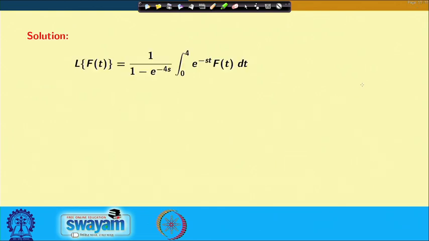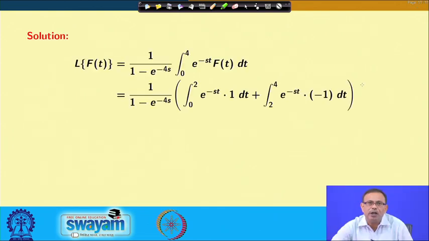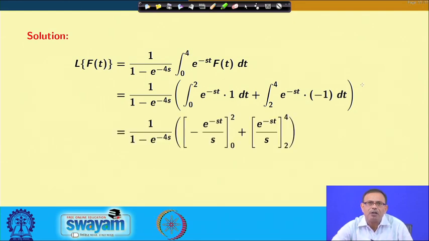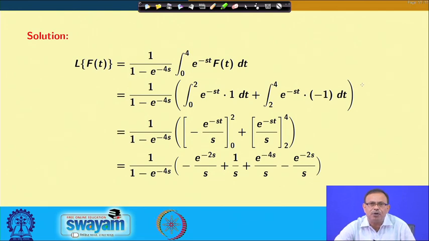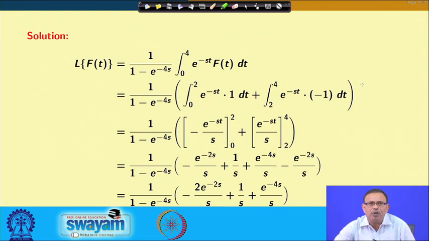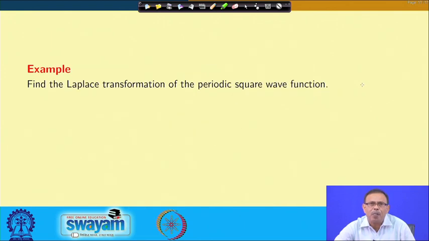Quickly I am showing f t is this, with minus 4 s. So, I am breaking it into two parts, 0 to 2, 2 to 4. Here I have given some calculations, you can note it on your own, and the final result is given by this one. So, I hope it is clear. Whenever you have to find out the Laplace transform of a particular periodic function, how to do it? Let us take one more example.